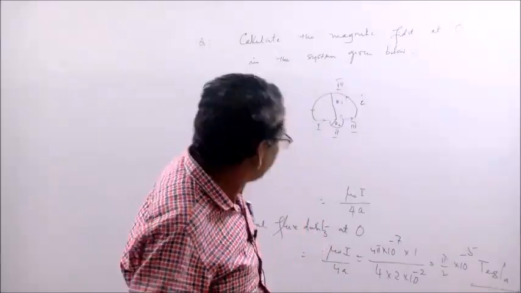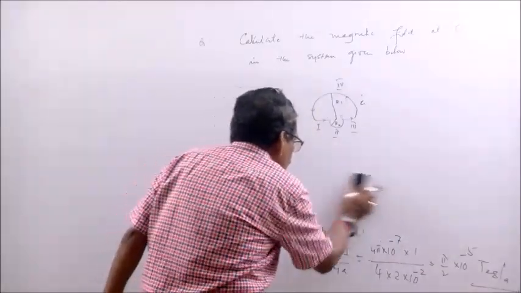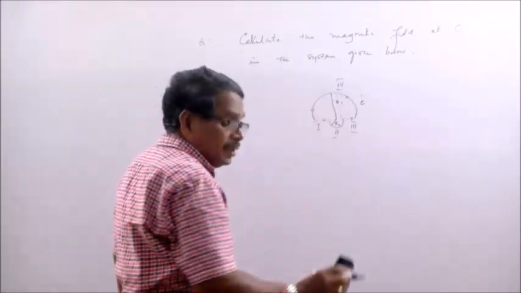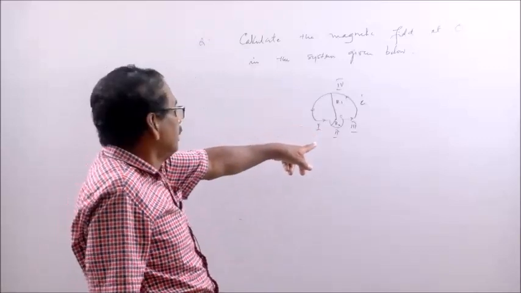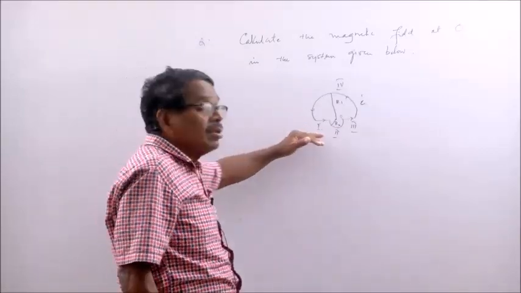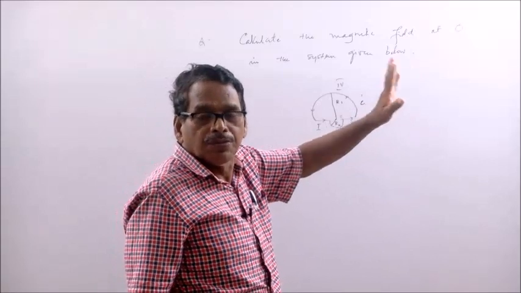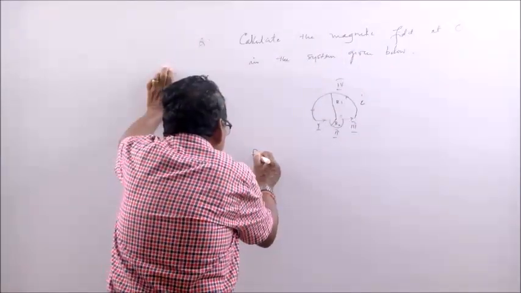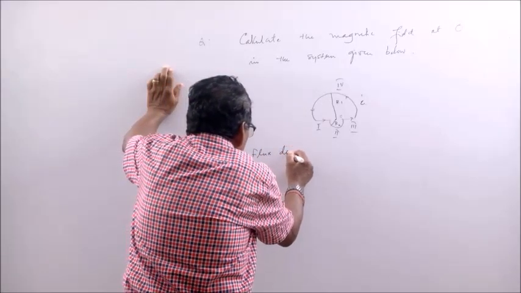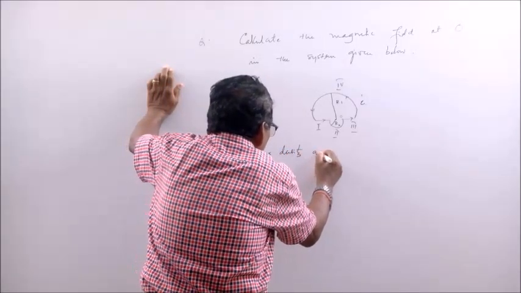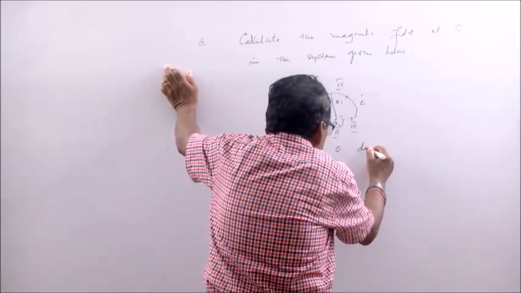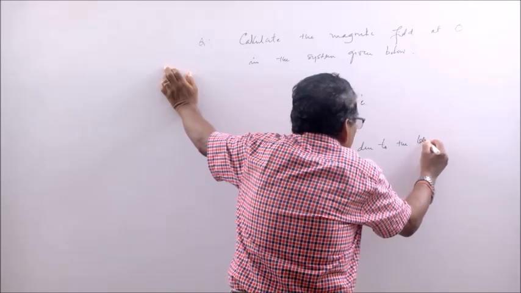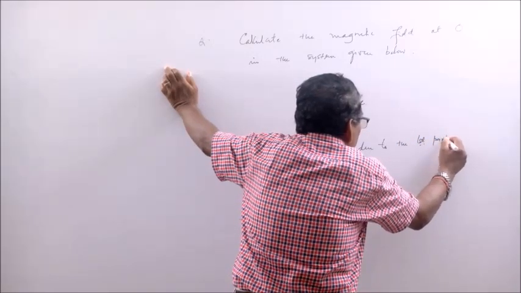Flux density due to first part. You see, the O lies along the axis of the first part. So flux density at O due to the first part is 0.